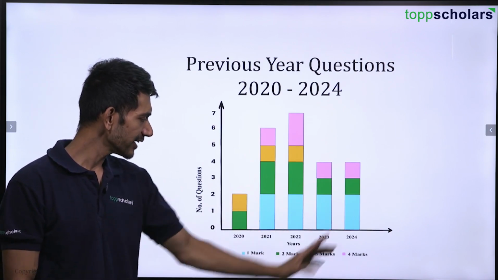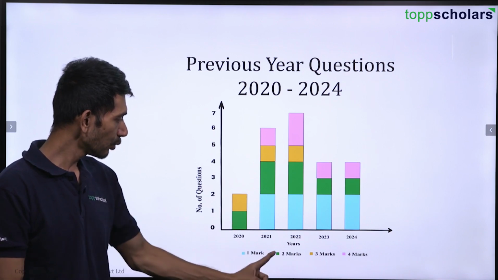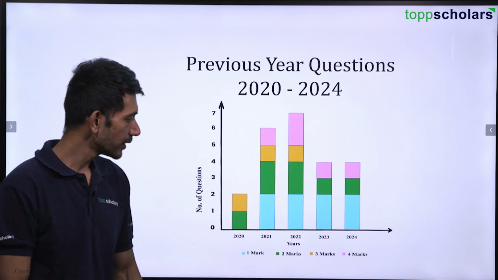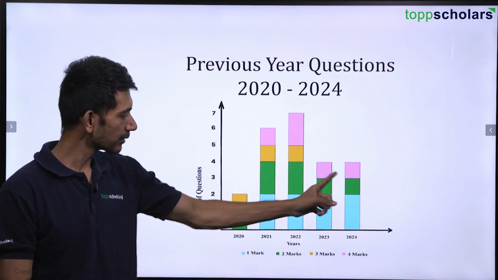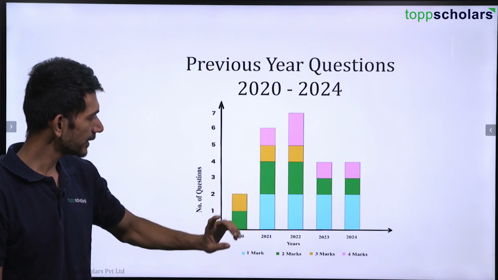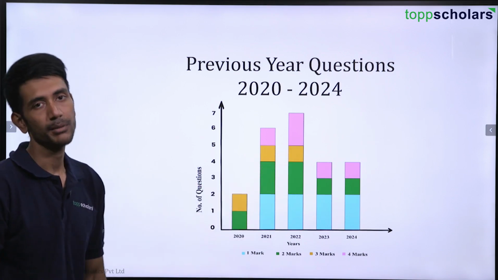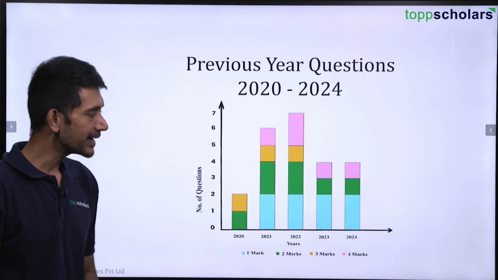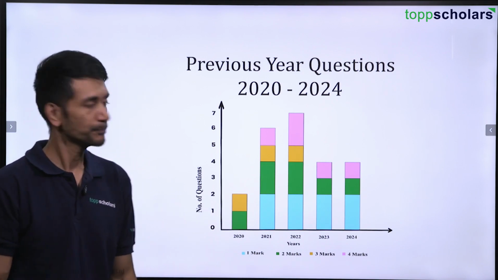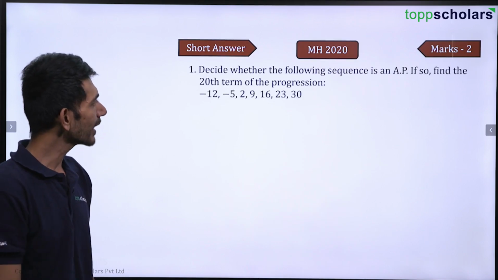1 markers are generally asked the most. 2 marker is for sure asked. If you see, everywhere you'll find a 2 marker. You can also find a 4 marker in most of the cases, right? And these yellow ones show you the 3 markers. So this gives us a good idea that almost all the types of questions can be asked from this particular chapter. Okay. So let's have a look at a question now.